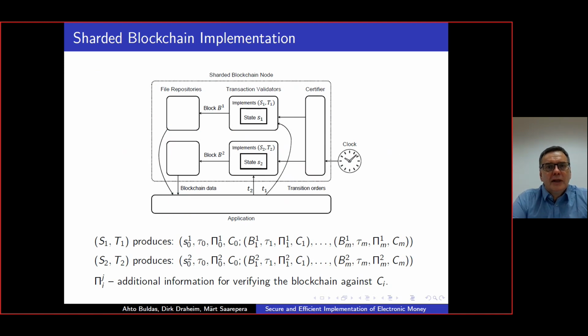For efficiency reasons, we sometimes need a sharded blockchain implementation, which means that we have two machines, two transaction validators. There is a rule which transactions are processed by which machine, and these machines produce corresponding sub-blocks, and they create sub-blockchains by using the same certifier. Here you see the blockchain of the first transaction validator, and there you see the blockchain of the second validator. In this case, we need some additional information pi for verifying the contents of the block against the certificates. Usually they are in the form of hash chains.